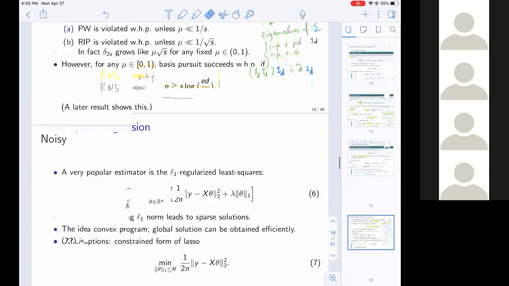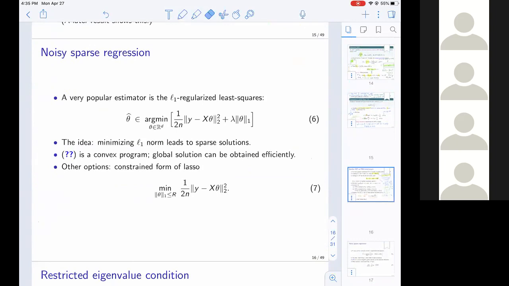Classically, this has been interesting, but for statistics purposes, it's a little bit idealistic because there's no noise. So people started looking at the noisy version. The noisy problem assumes that y comes as x times theta star plus w, with generally Gaussian or sub-Gaussian noise, and it doesn't make sense to try to solve the exact linear system y equals x theta. So instead, people try to solve the least squares problem, but add an L1 penalty.